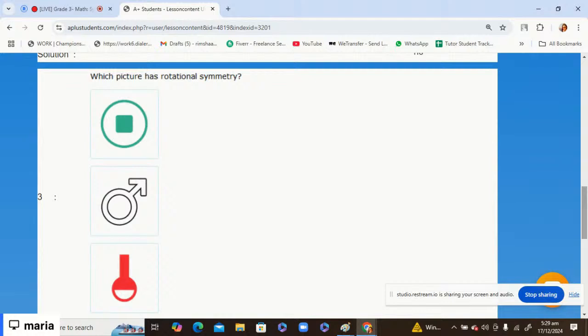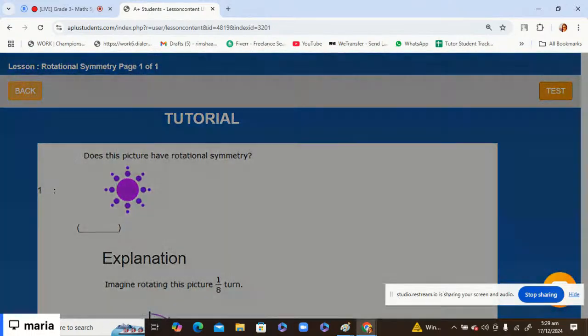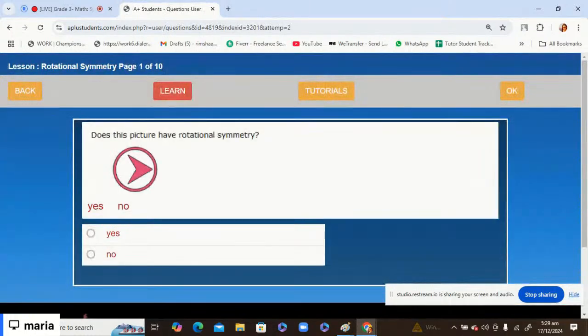So in all of it, which figure has a rotational symmetry? Good. It's option one. The first figure shows the rotational symmetry. Now let's do the test questions. You guys tell me the answer of these test questions. Does this picture show the rotational symmetry?